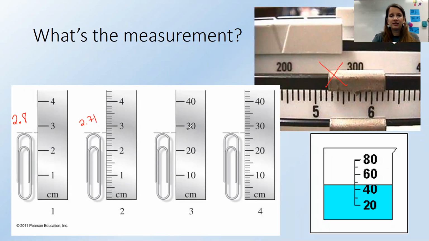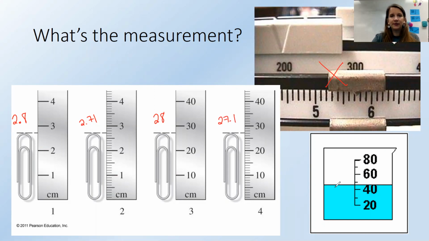This one, each tick represents an increase of 10, so we estimate to the ones position. We can only say it's like 28 or 27. We cannot put anything behind the decimal point on this one. And then here, each line represents an increase of 1. So we have 21 point something, and we estimate one extra position. We could say it's 21.7.